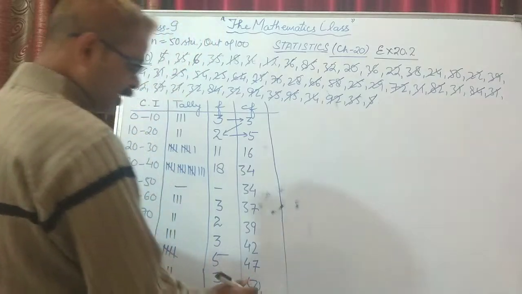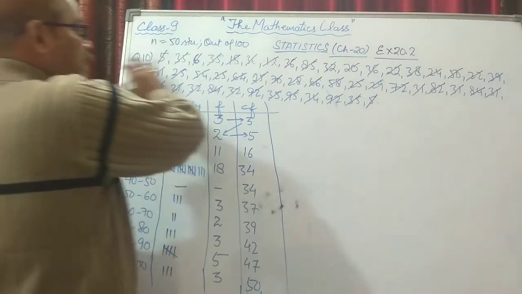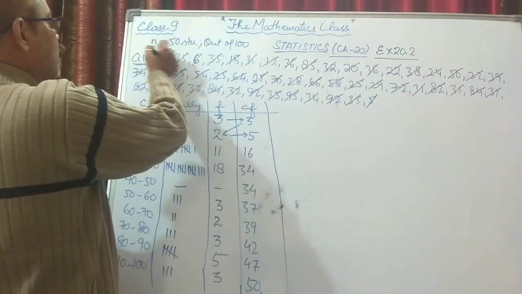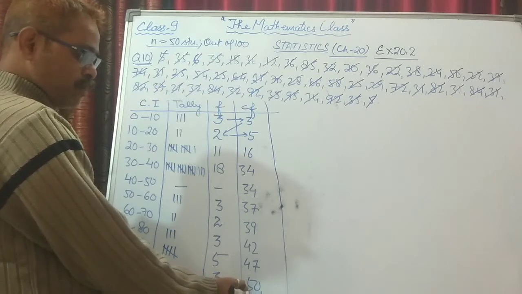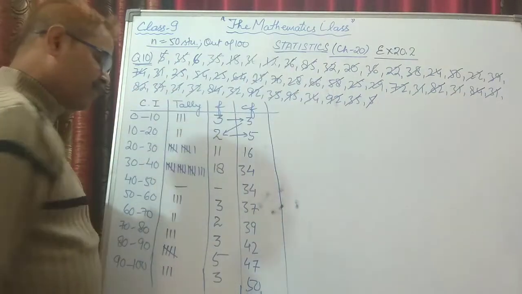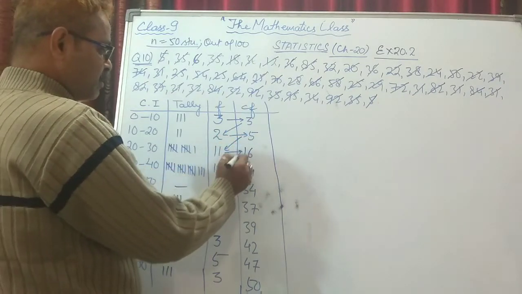You can see the total is coming 50. It means our calculation is right, because the total number of data is given as 50 students. The last cumulative frequency should be equal to the total number of given data. So this is how we make the cumulative frequency table.